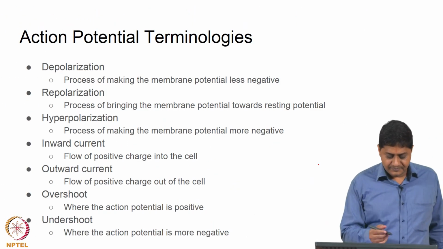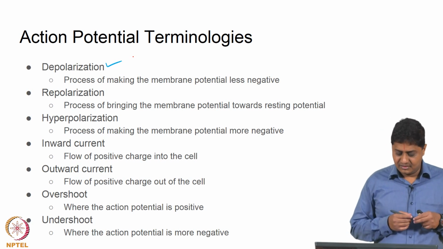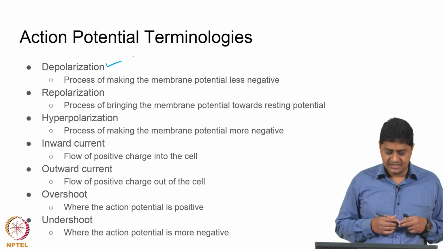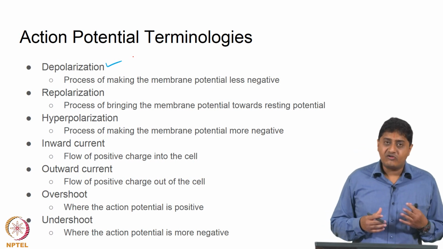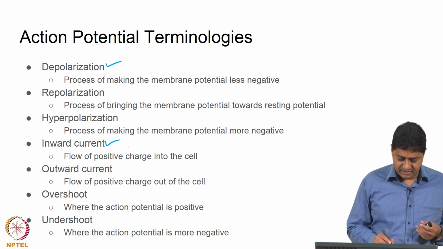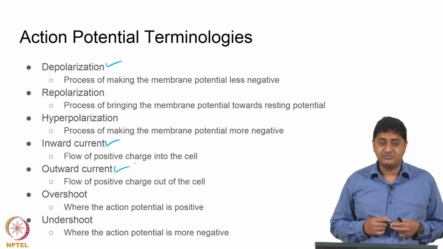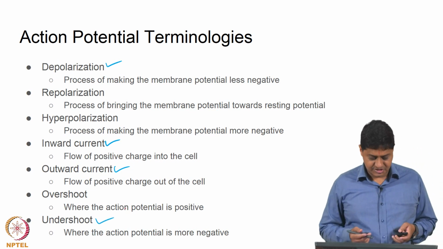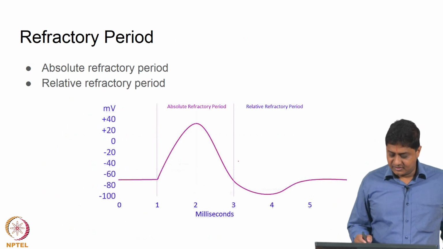So, we already saw this. Depolarization is the process of making the membrane potential less negative, repolarization is the process of bringing the membrane potential back from a more positive value. Hyperpolarization is making the membrane potential more negative, say when compared with the resting membrane potential. Flow of positive ions into the cell is called an inward current, and flow of positive charge out of the cell is called an outward current. Overshoot is this period when the action potential remains positive, and undershoot is this period during which the action potential is more negative.